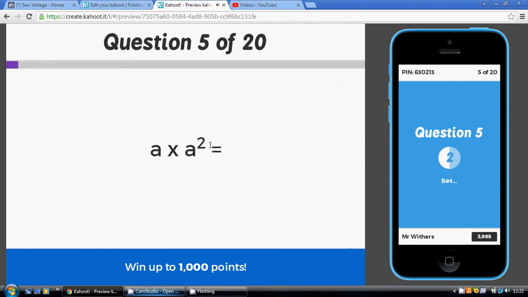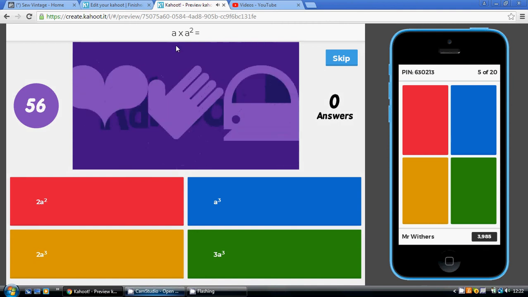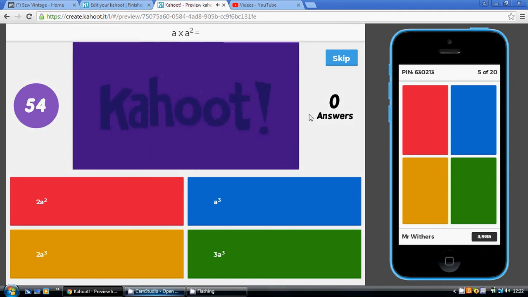Now, remember, a squared just means a times a. So here we've really got an a times a times a, which is a cubed. So that's blue.